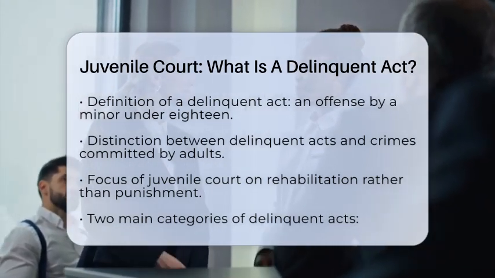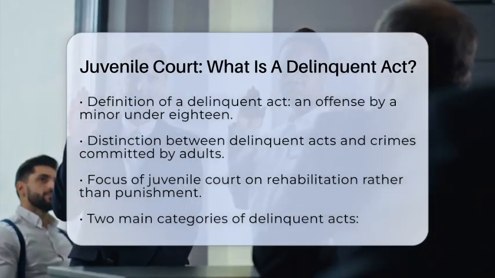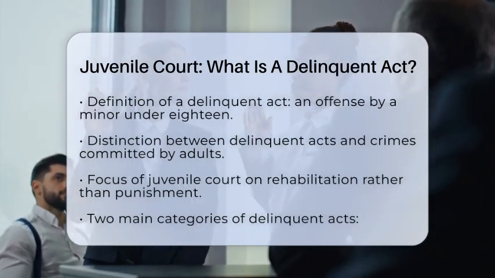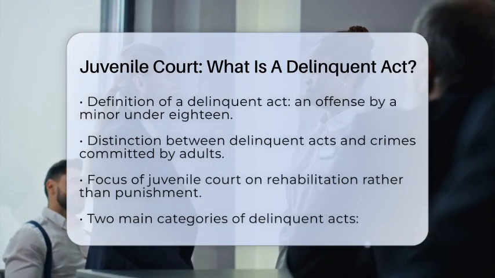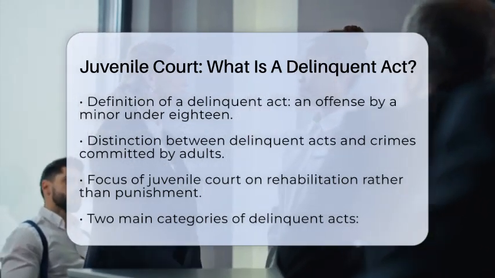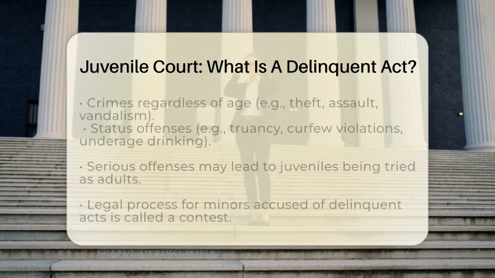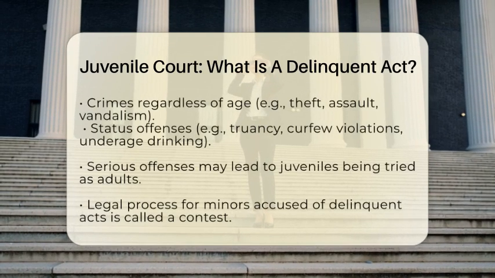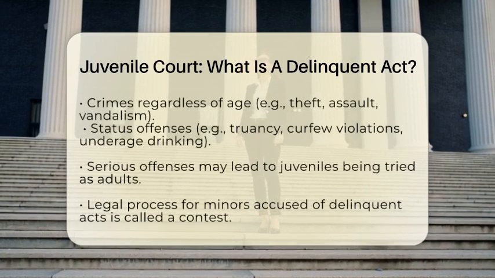There are two main categories of delinquent acts. The first includes acts that are crimes regardless of age. These can be serious offenses like theft, assault, or vandalism. If these acts are severe enough, the juvenile may even be tried as an adult in certain situations.